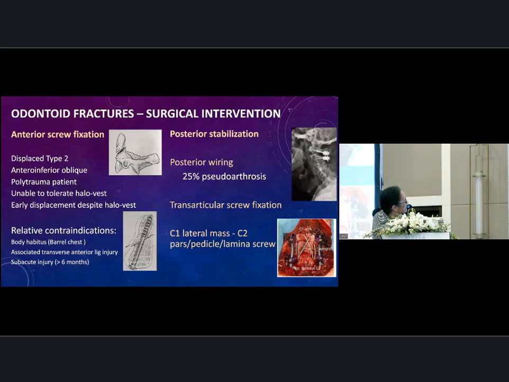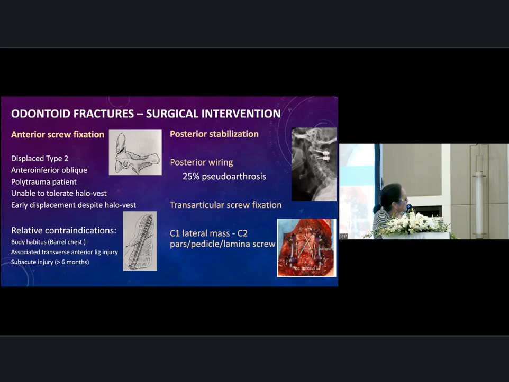The patient has multiple trauma, is unable to tolerate a vest, such as a little old lady, or there's displacement despite the halo vest. And posterior stabilisation with either wiring or screws is more for patients who have had perhaps an unrecognised fracture for quite a while, a number of months, and therefore it's probably unlikely that they're ever going to fuse, even with an anterior screw.